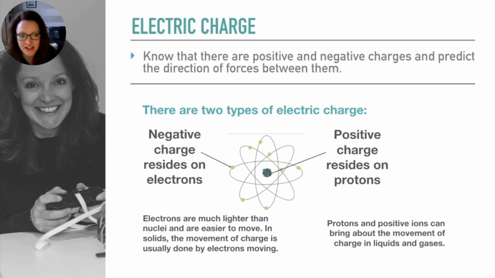The electrons, which are negative, are much lighter than nuclei and are easier to move. So in solids, the movement of charge is usually done by electrons. If you imagine these electrons, they're tiny, they're light, they can be thrown about all over the place, so they tend to move around in solids. Protons and positive ions can bring about the movement of charge in liquids and gases. So in solids, electrons make the movements, but in liquids or gases, we can have protons or positive ions moving around within that solution.